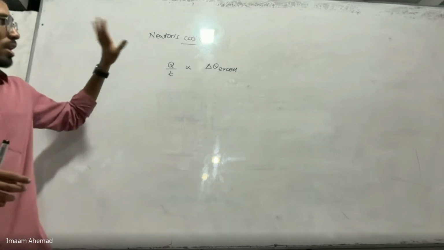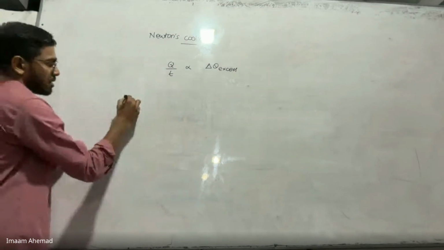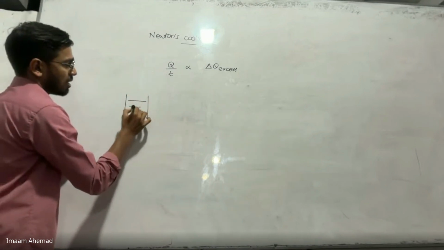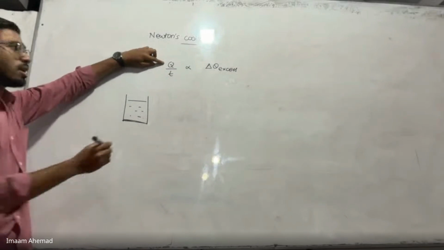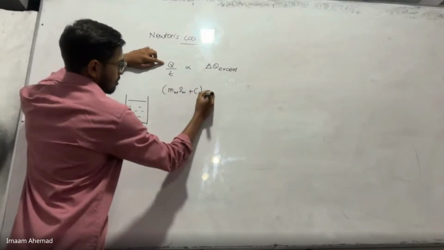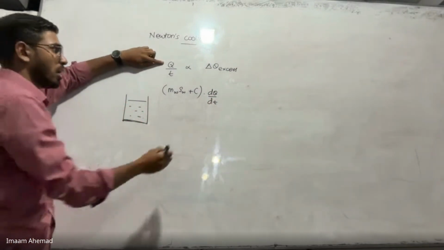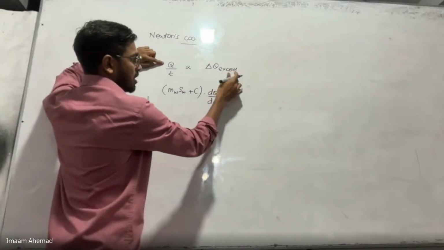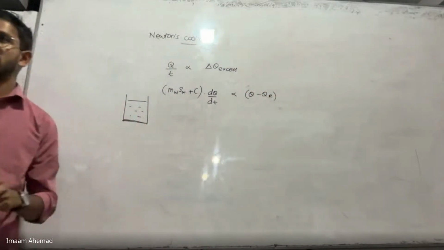Now, let's see what are the necessary measurements that we have to take. Consider water. We have water and it's fixed. And we are going to let it cool. Okay. So here, in place of Q over T, what can I put for Q? For Q, I can put MW SW plus C d theta over dt. Okay, d theta over dt. Proportion, what is excess temperature? Theta minus theta r. Okay, theta minus theta r.